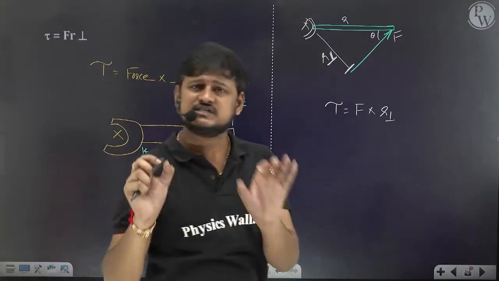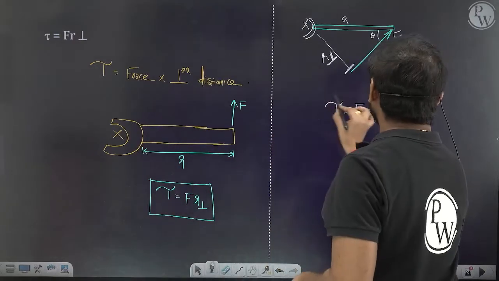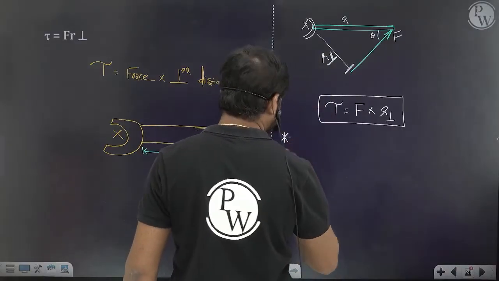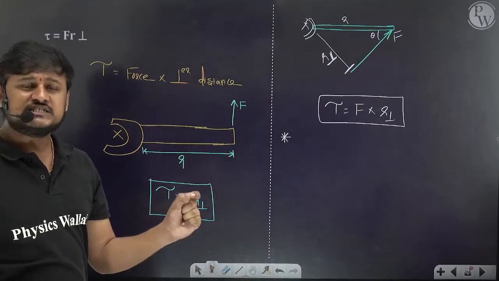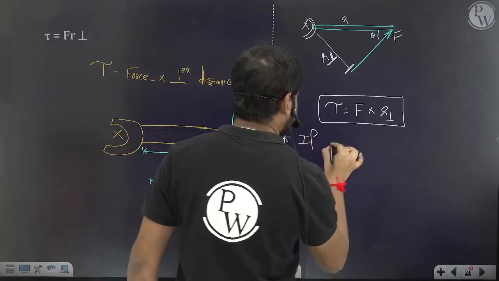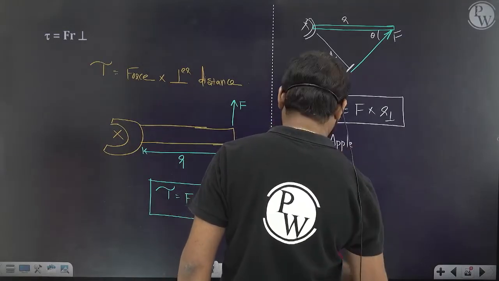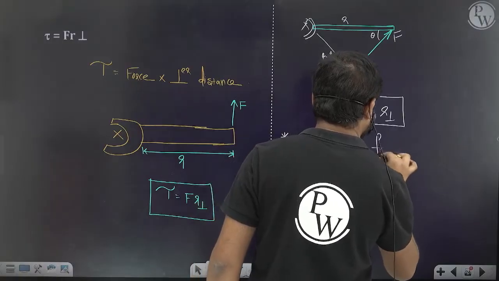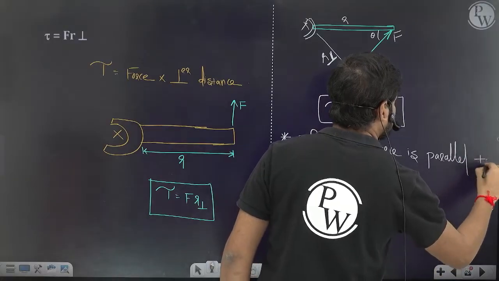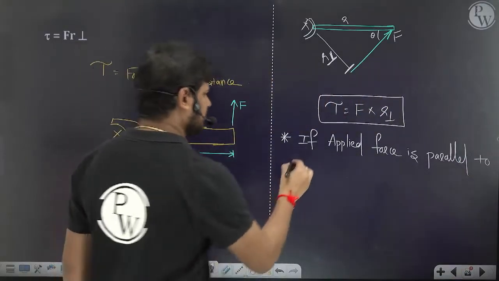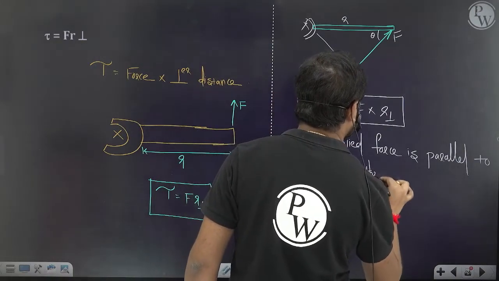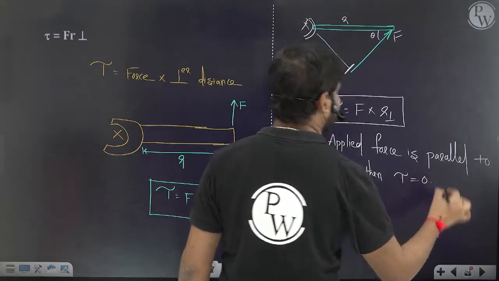Everything will be cleared. Just listen carefully, and every doubt you are having will be cleared. Next, one more important point: if the applied force is parallel to the radius r, then the torque will be 0.